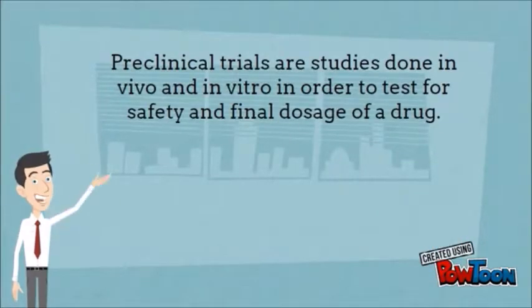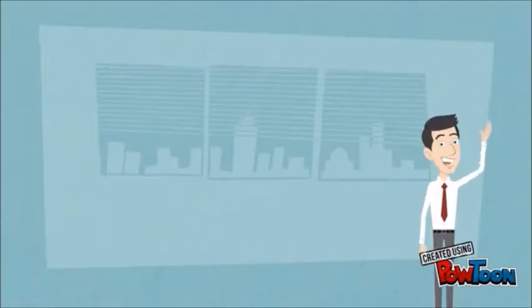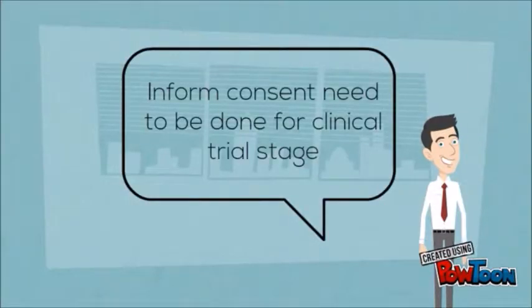Preclinical trials are studies done in vivo and in vitro in order to test for safety and final dosage of a drug, whereas clinical trials are tests performed on humans to find out the potential effects on human health. Before clinical phase 1 begins, informed consent forms need to be distributed to people who have volunteered themselves in clinical research so that they are well aware of the content of the clinical research that they are involved in.